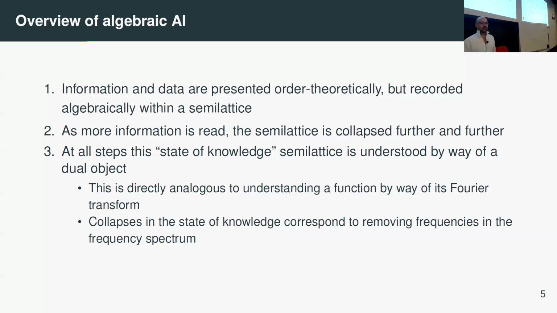So information and data are presented order theoretically, and these are going to be recorded in a semilattice. I'll explain all these terms. But the idea is that as you get more information, you are collapsing down a semilattice. But all of this state of knowledge, so I think of this as like a knowledge space, is actually understood by way of the dual. And there's a duality for semilattices, which I'll talk about.